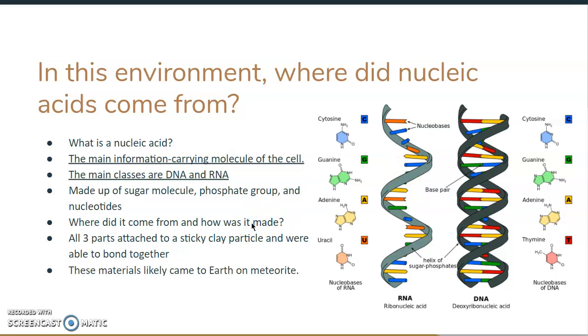That sugar group, that phosphate group, and those nucleotides were thought to have come on a meteorite, because it was very difficult to make from inorganic materials, from rocks and different gases. It's really hard to make a sugar and a phosphate group and nucleotide, so it is thought that it arrived on Earth with one of the meteors and asteroids hitting the Earth a long time ago.